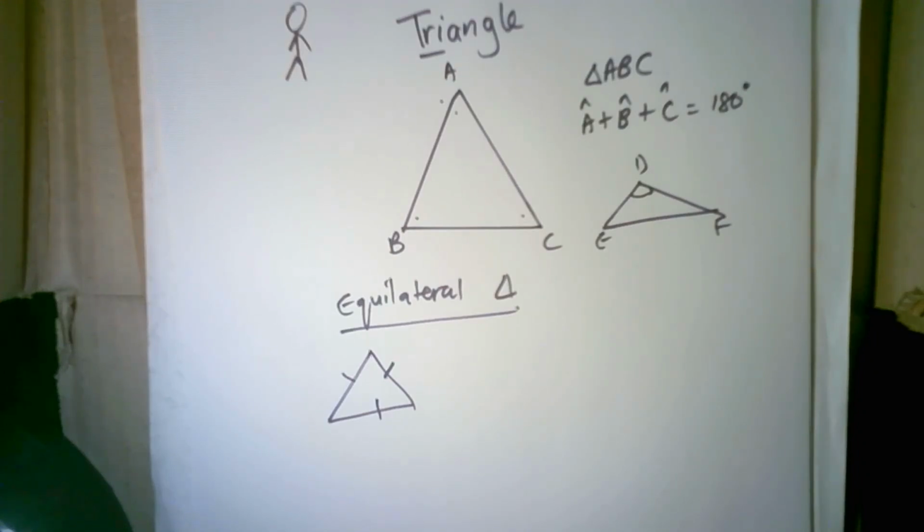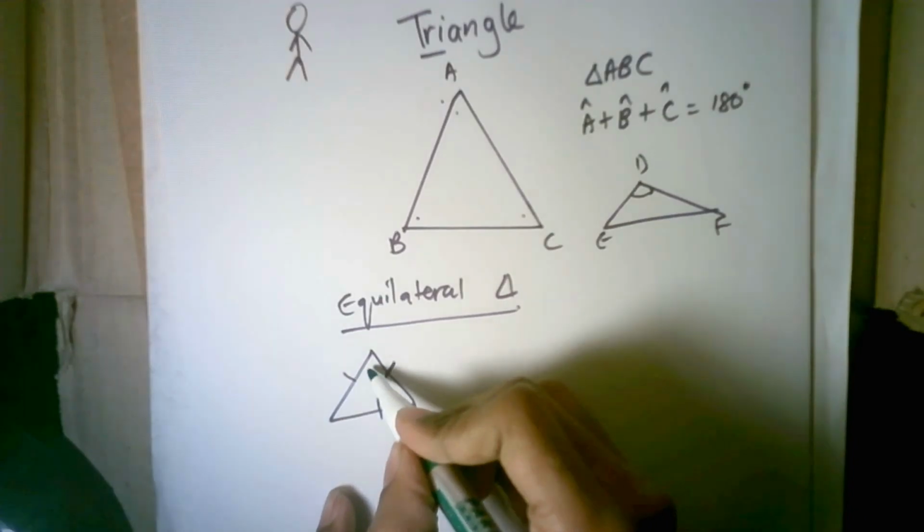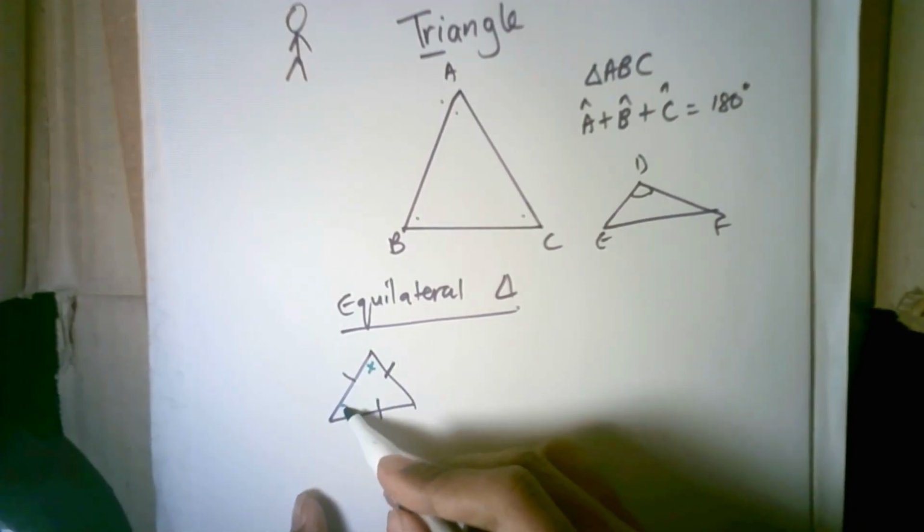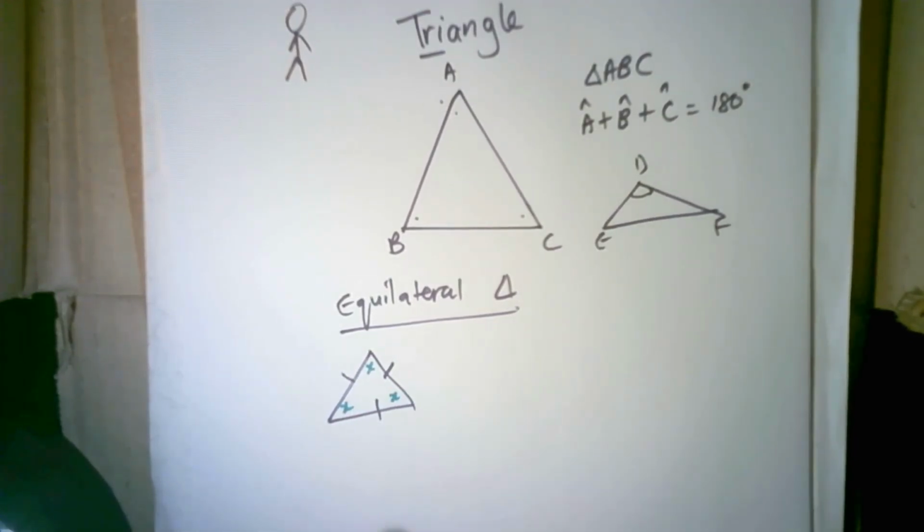So in an equilateral triangle, if all angles are equal, let's call this angle x. So if this angle is x, this angle will be x, and the angle on the right will also be x, right? Because all the interior angles are equal. But remember, we just concluded that the sum of angles of a triangle is supplementary. It adds up to 180 degrees. So let's add the angles together. In any triangle, it's always 180 degrees.